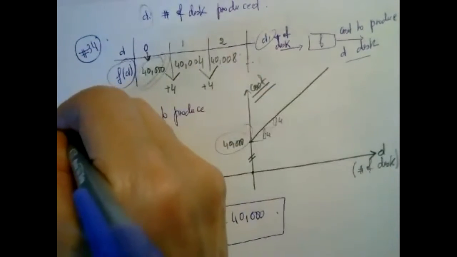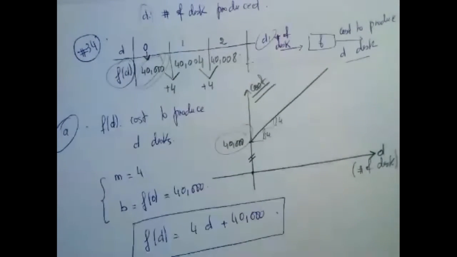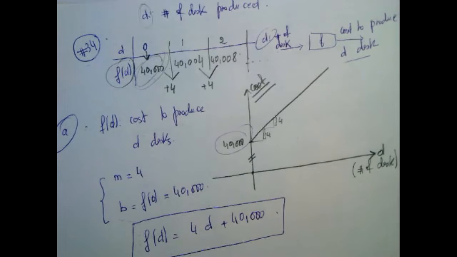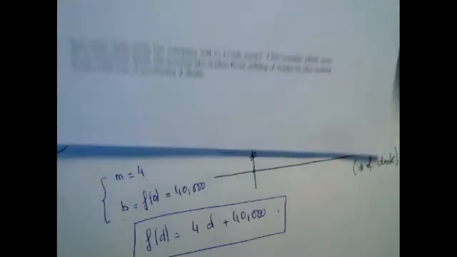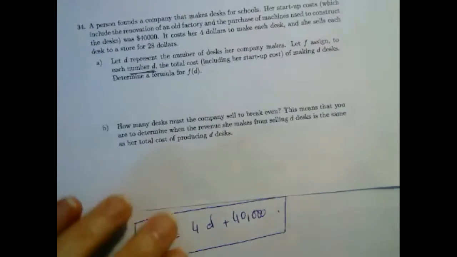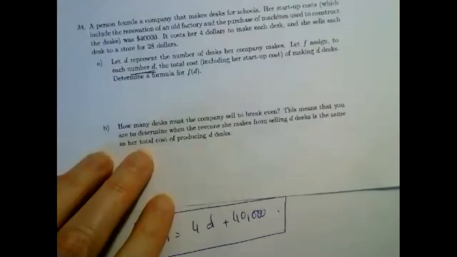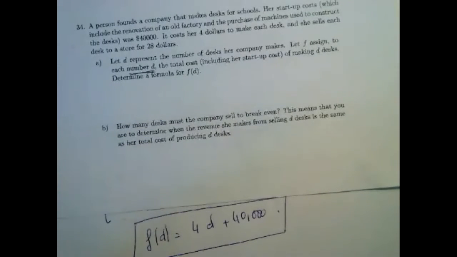That's part A. Now let's look at part B. I read it: how many desks must the company sell to break even? What does that mean?